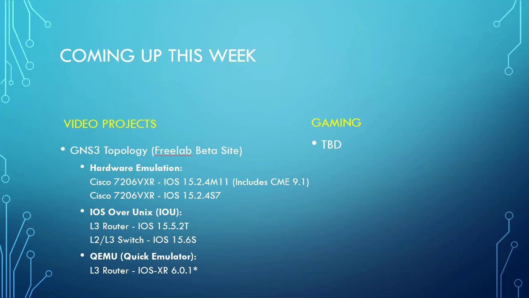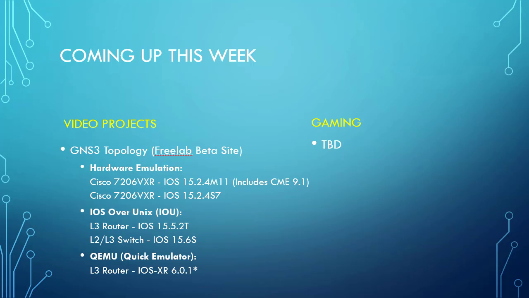And currently I have, for hardware emulation, the Cisco 7206 VXR series and both flavors of IOS 15.2M, which has the Call Manager Express 9.1 on it, and then the IOS 15.2.4S series. And as far as IOS over Unix, I have layer 3 router with IOS 15.5.2T, and for the layer 2/3 switch, IOS 15.6S.